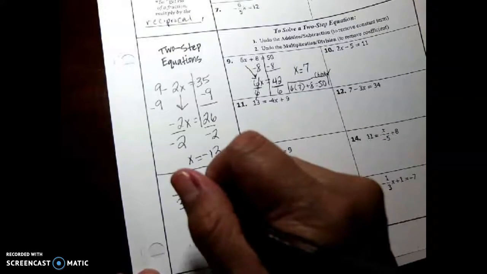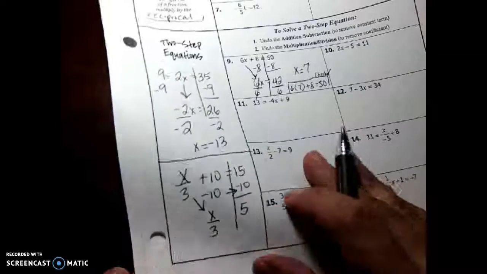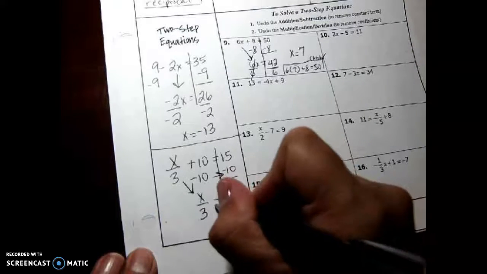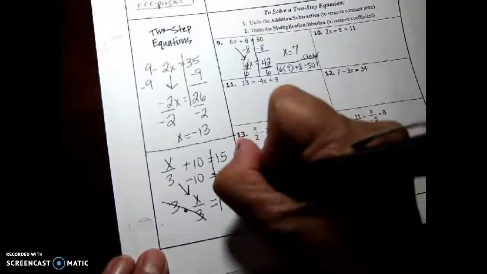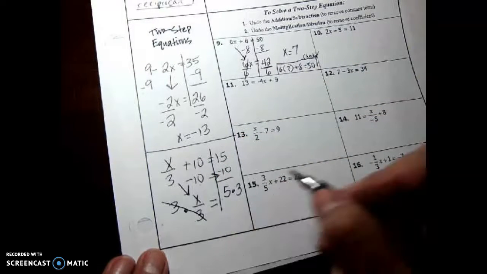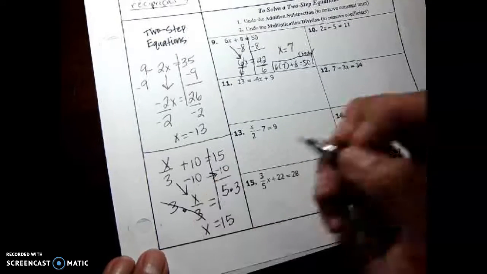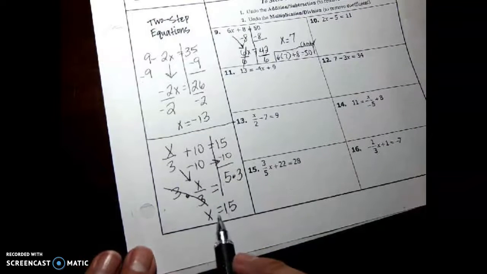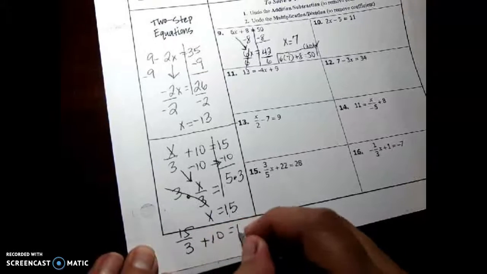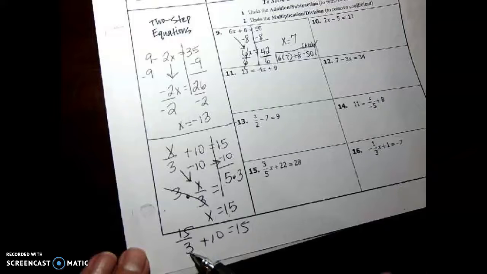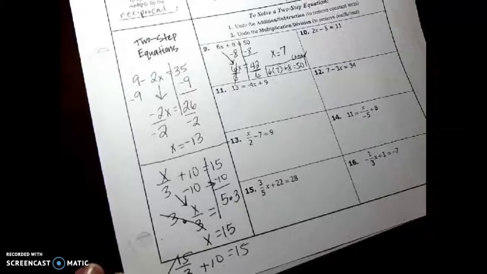Okay, so I'm going to bring this down. x divided by 3. I want to flip this to get rid of it. So I'm going to do the multiplication dot and bring it over here. So I'm going to go times 3. So 5 times 3 is 15. So x equals 15. If I plug that into this equation, 15 over 3 plus 10 equals 15. So 15 divided by 3 is 5. 5 plus 10 equals 15. Check. Okay, now do the problems on your own on Nearpod.